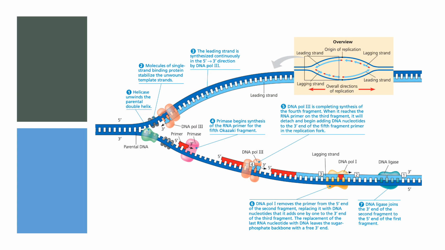This figure shows the overview of the entire DNA replication process. As mentioned, DNA replication starts at the origins of replication, where helicase unwinds the parental double helix. Next, the unwound template strands are prevented from repairing by the single-strand binding protein molecules. Then, there is continuous synthesis of the leading strand in the 5' to 3' direction by DNA polymerase.